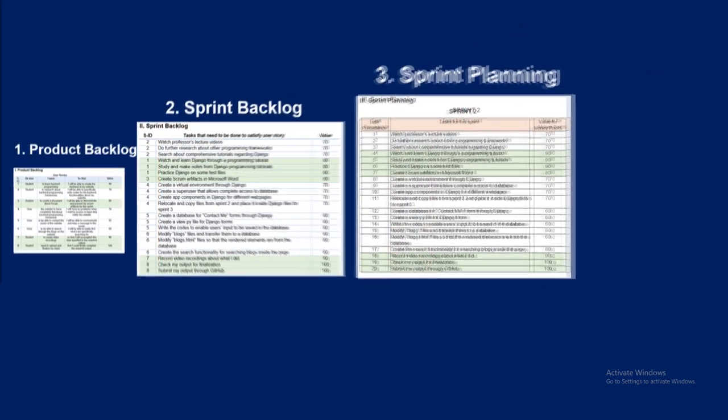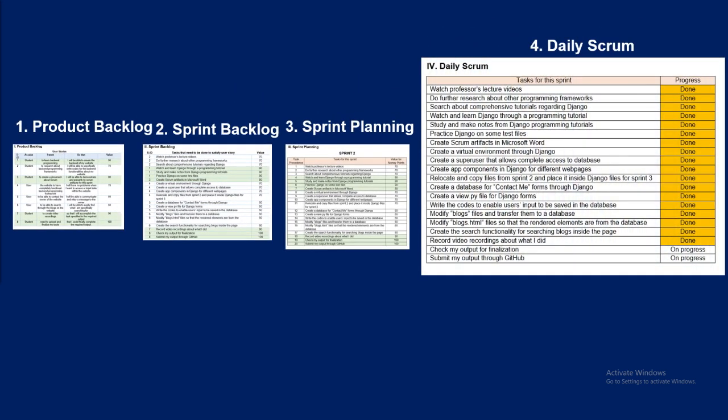Now, for the next artifact, which is the daily scrum, I just listed down the tasks based on the preceding Scrum artifacts and used it every day as a checklist and tracker for which task I'll have to do first. As of recording this video, the only tasks that I'll have to do left are 2 more tasks.